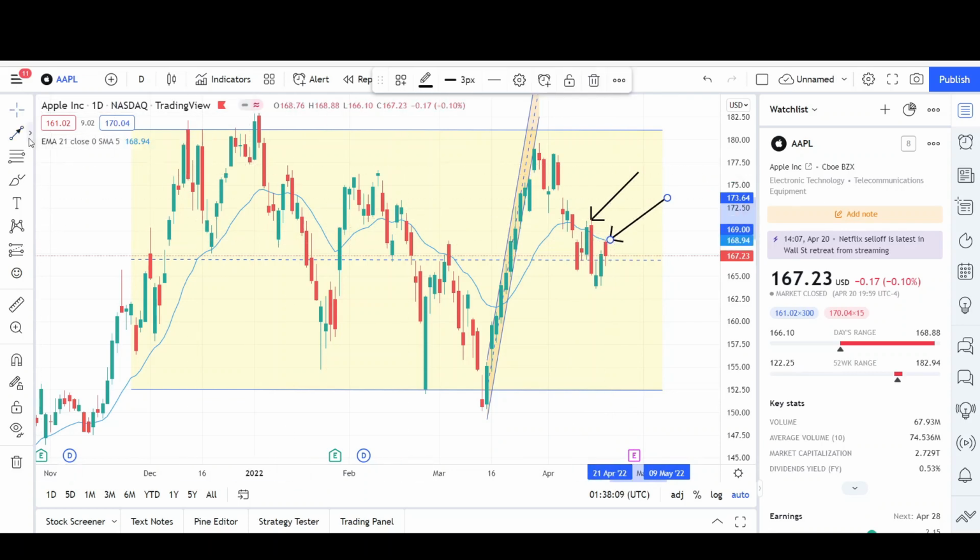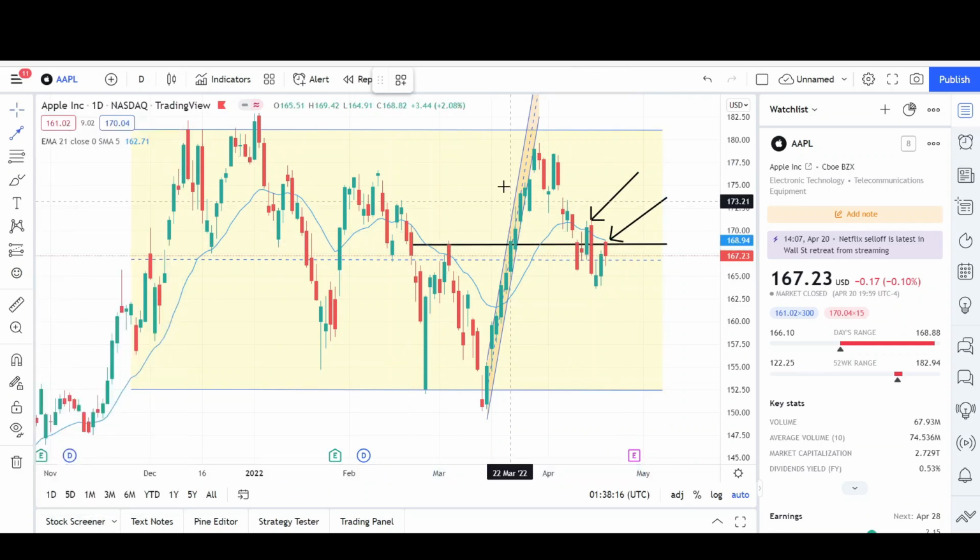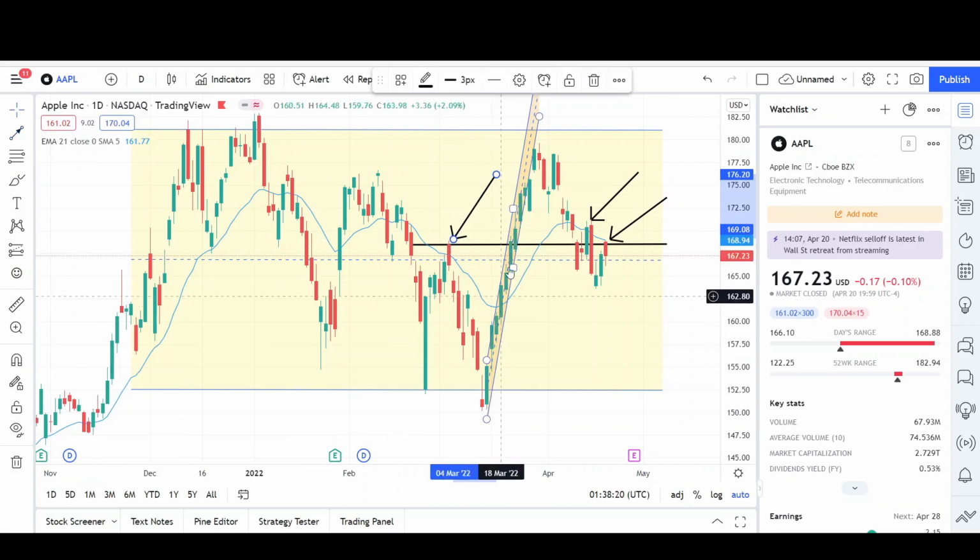And also we are back below this resistance level right here. That's not a good sign either, because in the past, this was a selling point and prices sold off. Bulls pushed right through that level, but we cannot find any support, and now we're back below this level, this 168 level. So that's not a good sign.